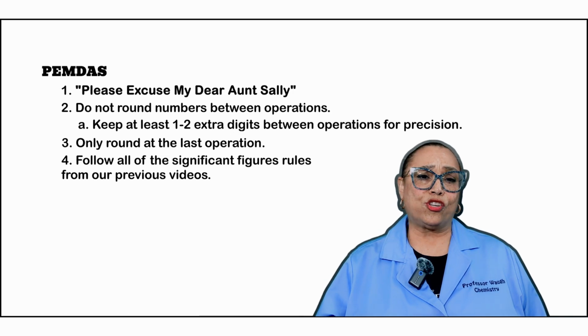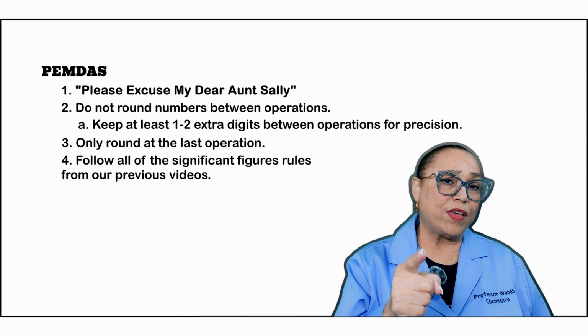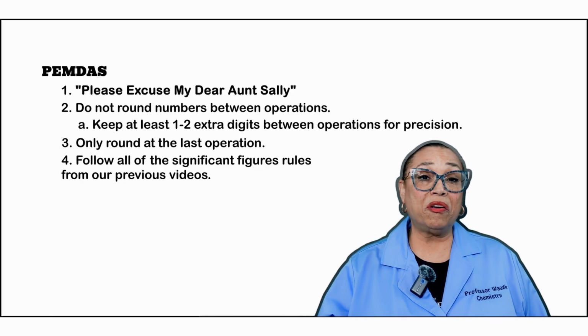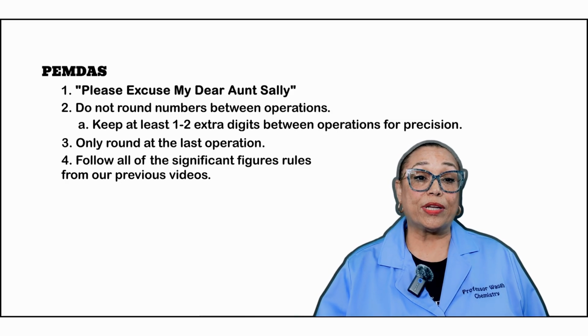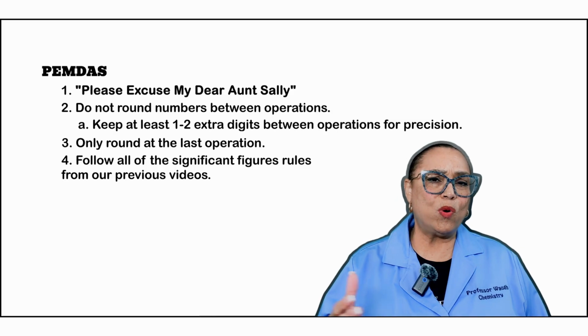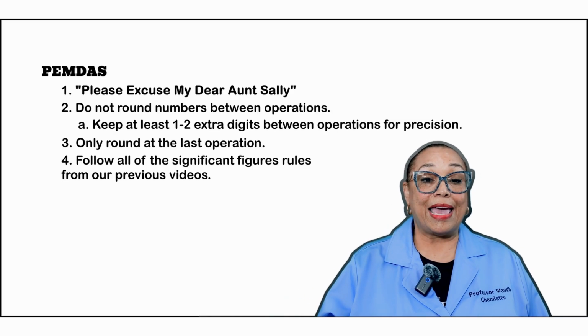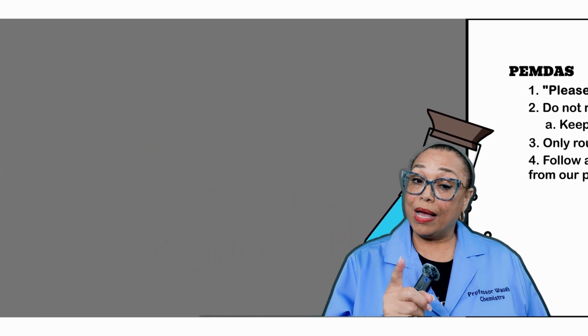You can always check your answer with your calculator, but remember, you are smarter than your calculator because the calculator doesn't know the sig fig rules. So always perform your addition and subtraction with paper and pencil. That way you won't lose your precision. Again, do not round until the last operation. Otherwise, you may lose that precision.